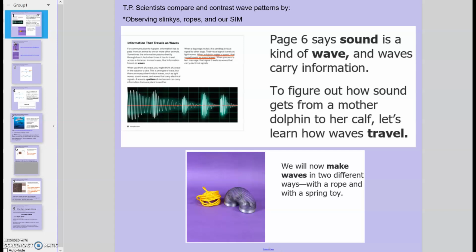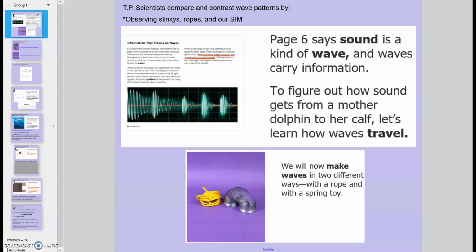Ms. Higgins here. In our last introduction lesson, I had asked you to read a few pages of the book called Patterns in Communication. In that, we learned that when a dolphin makes a sound, that sound travels as a sound wave. And we know that waves carry information. So remember, we're trying to figure out how a sound can get from a mother dolphin to her calf. So today we're going to study all about how waves travel.